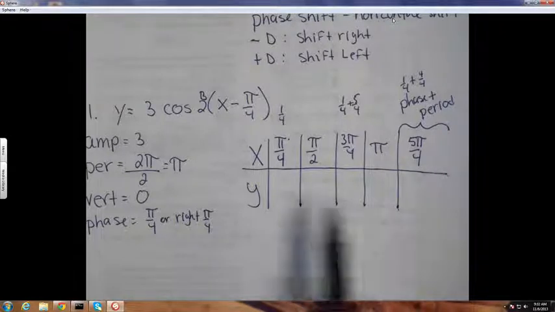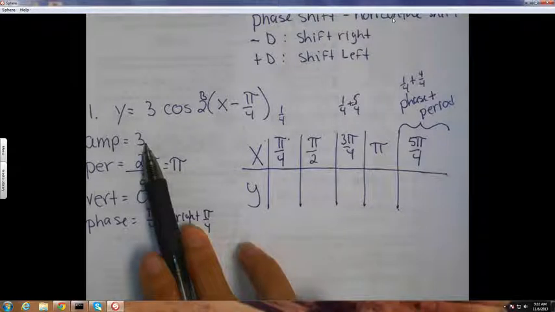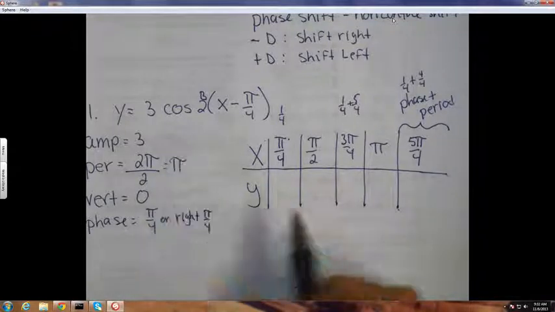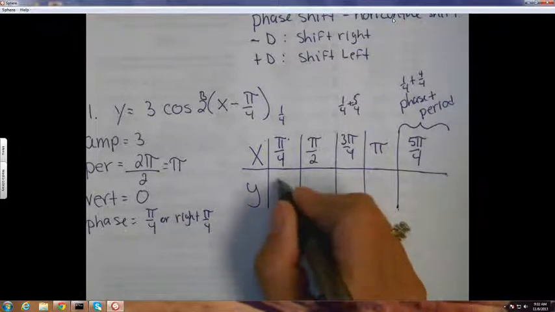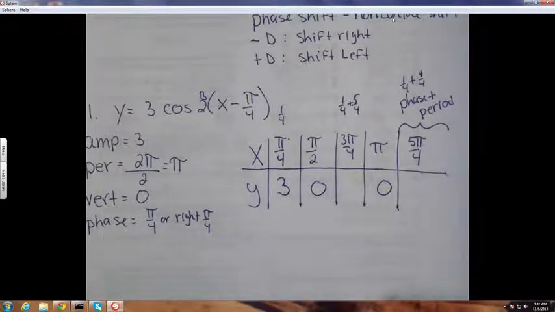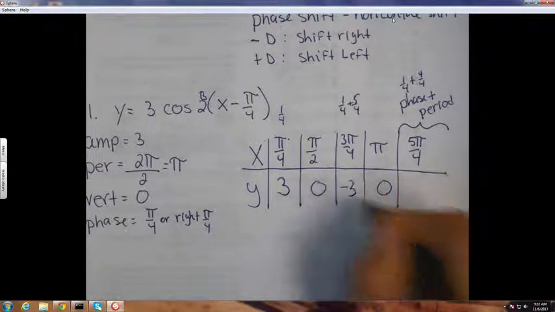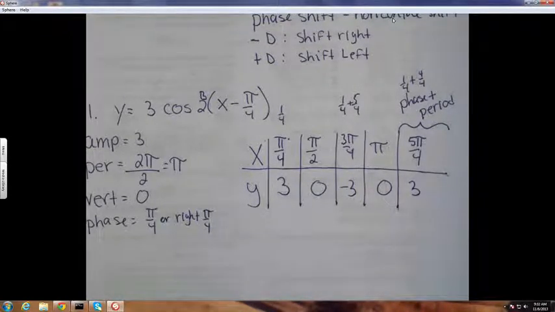Okay, cosine with amplitude 3. So we have no vertical shift to worry about, so we're coming up and down from the x-axis. Where does cosine start? Max. Where's my max going to be at? 3. My axis is at 0, so I can fill in those 2 spots. Where's my min going to be at? -3, and then 3.